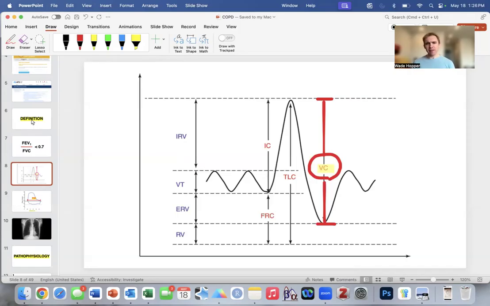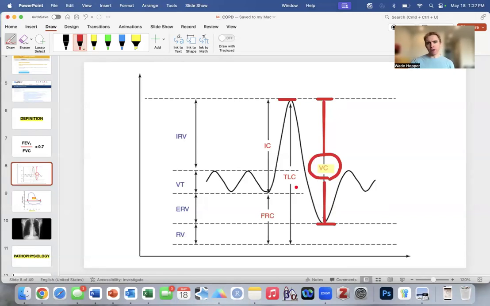And here's the classic volume capacity graph. A capacity is just two or more volumes added together. And I've marked vital capacity in red here. And you can see that it's basically all the air that you can breathe in up top at the peak.